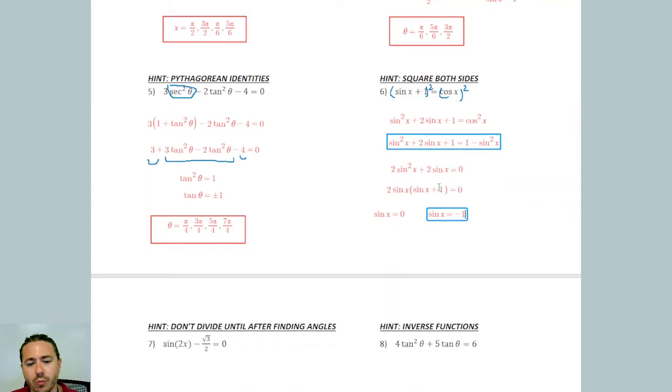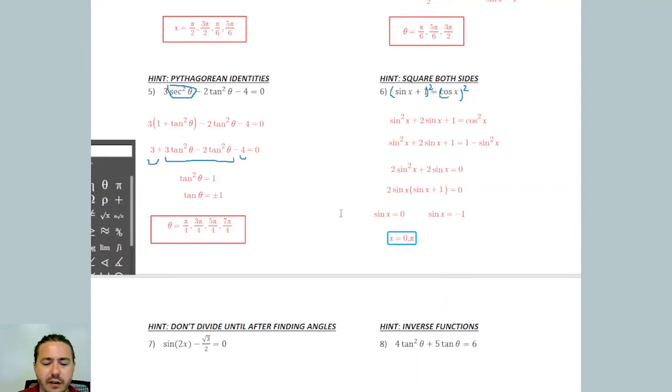Now, we'll be almost done here. Sine of x equals 0 when x is 0 and pi. And then sine of x is negative 1 at 3 pi over 2. But since we squared both sides, you've got to remember to check your solutions for any potential extraneous solutions. This is something you don't really have to worry about most of the time.